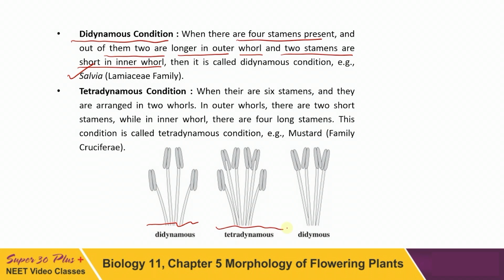Tetradynamous condition, where there are 6 stamens, 1, 2, 3, 4, 5, 6. The outer ones, 1 and 2, are smaller in the outer whorl, and the 4 which are in the inner whorl are larger, known as tetradynamous condition. And tetradynamous condition is a very important characteristic of family Cruciferae. You know, the new name of the family Cruciferae is Brassicaceae. That one is the Brassicaceae family. Is it right? Come to the next now.